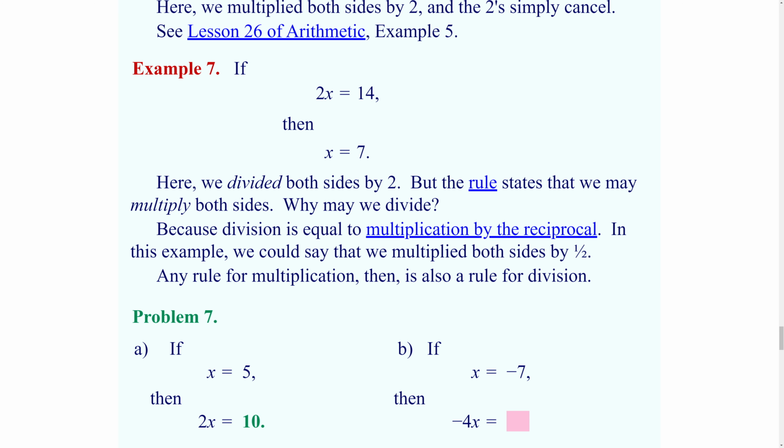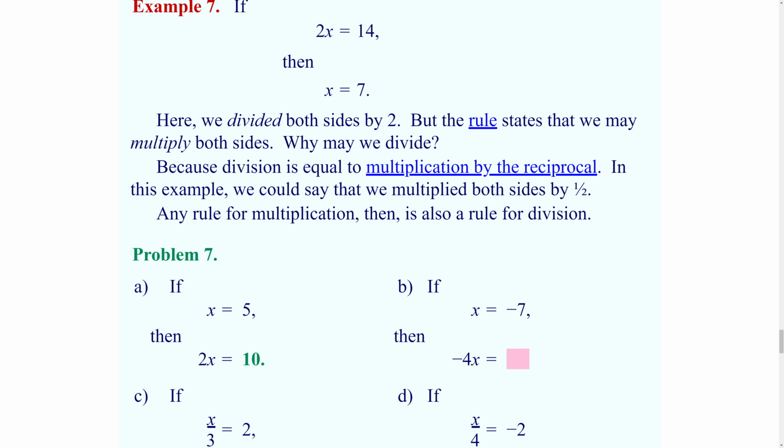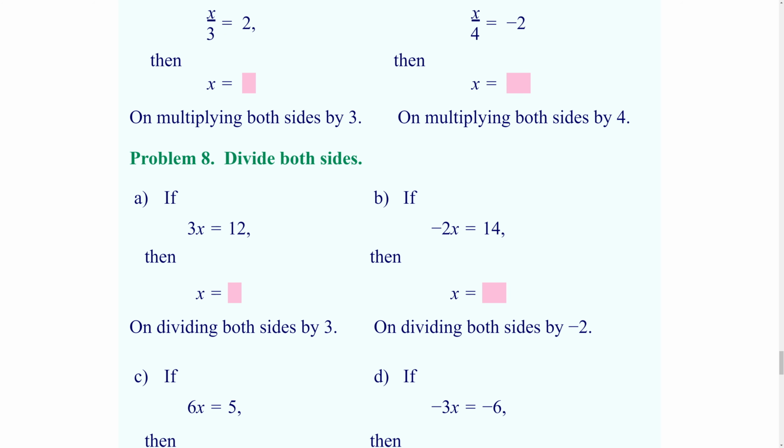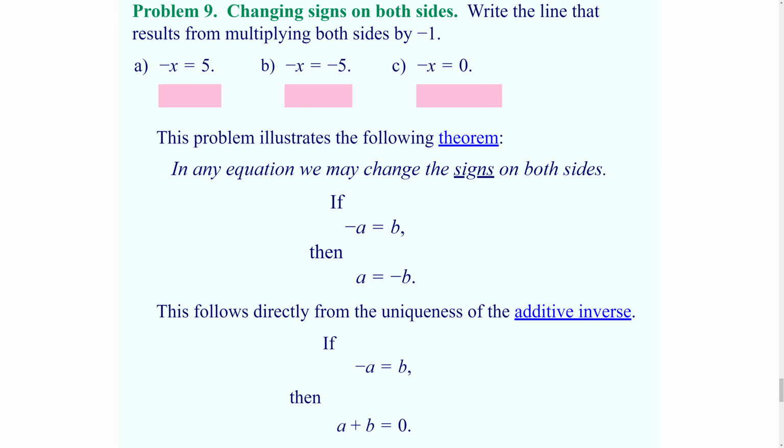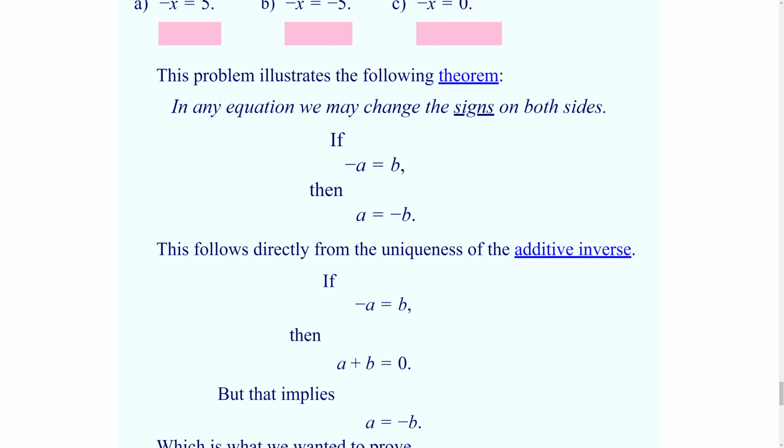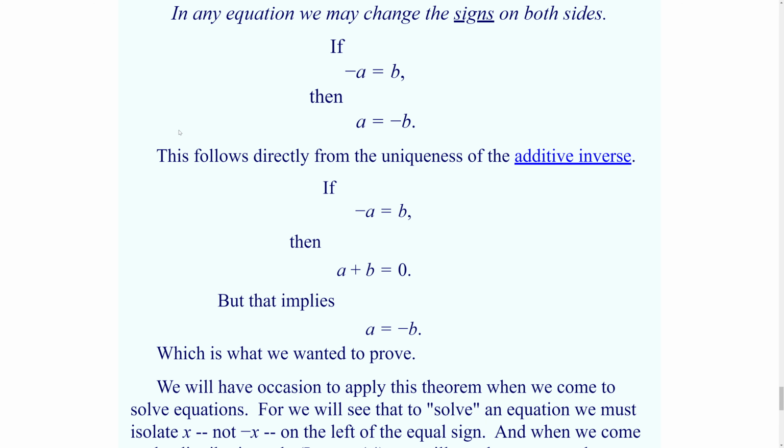to example 7, and we have 2x equals 14. So to isolate x, we divide the left-hand side by 2, and therefore we must divide the right-hand side by 2. This is getting a little bit into equations too much for this video, so I'm going to just gloss over these, and I think we can scroll down and let's see what we have here. Okay, let's move on to this rule.